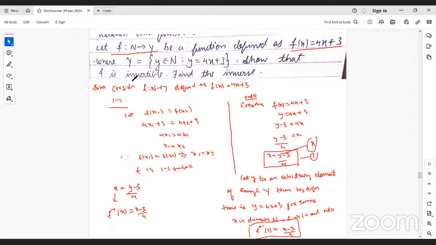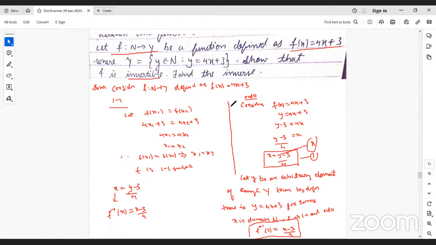Now, to show invertible, there is another method also, that is the composition of two functions. Using composition of two functions, we can show the function is invertible.